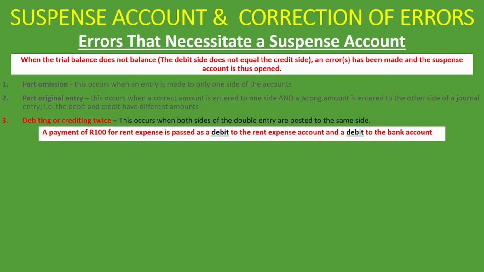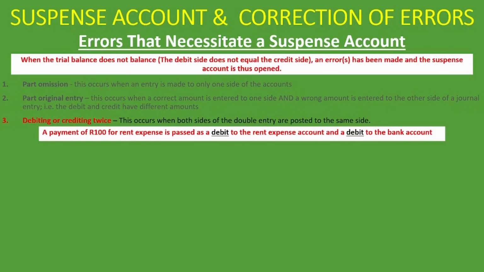A payment of 100 Rand for rent expense is passed as a debit to the rent expense account and a debit to the bank account. Now we know for every debit there must be a credit, but here the transaction says that we debited both accounts.